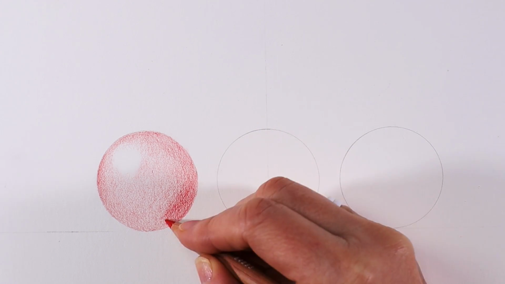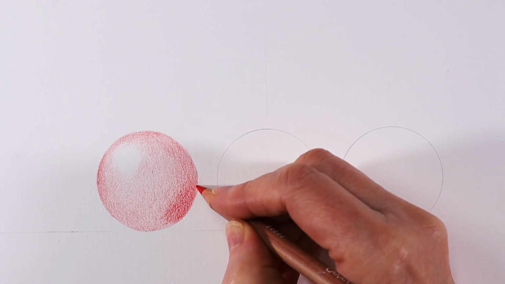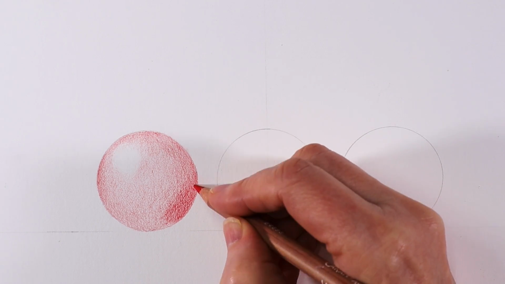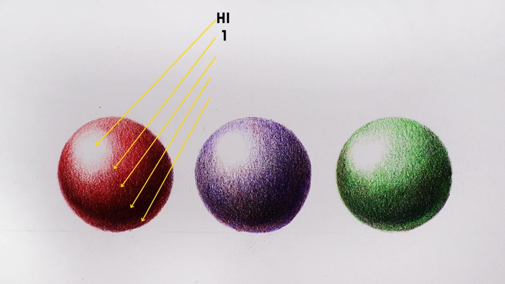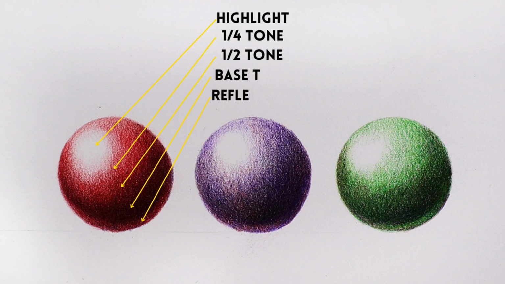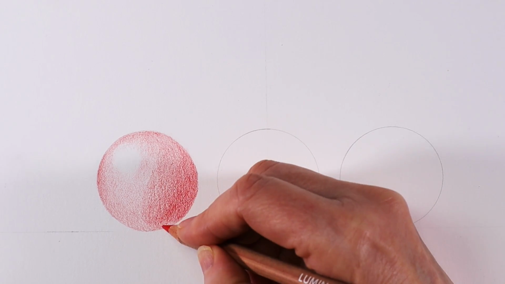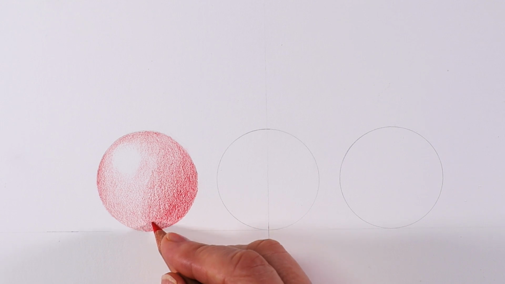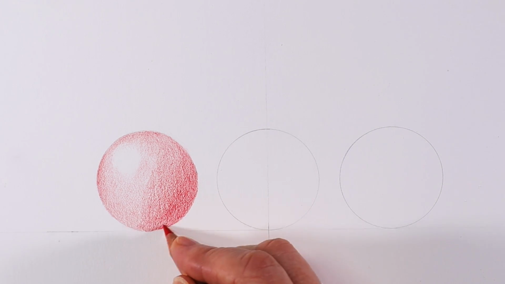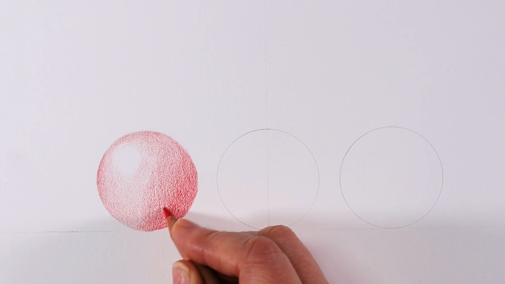Generally, all subjects will have the same components, and they'll be dependent on what is beside the subject and if the subject is sitting on a surface. So what we have is a highlight, a quarter tone, a half tone, a base tone, a reflection, and if the subject is on a surface, the extra part of a cast shadow. Getting the light side is easy. We just press lighter with our pencils as we've done in the value scale, and we can even add white to the end.